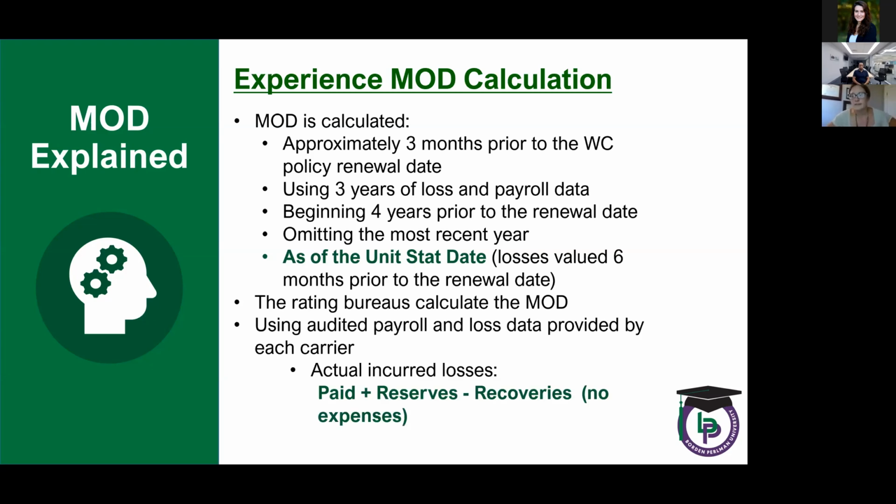And the last bullet shows what loss information is being reported to the Bureau for a mod calculation. So they are the paid losses plus reserves, which would be the funds that are set aside to pay claims that may have been reported but may not have been paid out yet or paid out fully. And then of course, deducting any recoveries made. So anything that's offsetting the losses or reducing the losses. We're going to talk a little bit more about this in the slides to come because it's really important to see how impactful this can be to the premium.